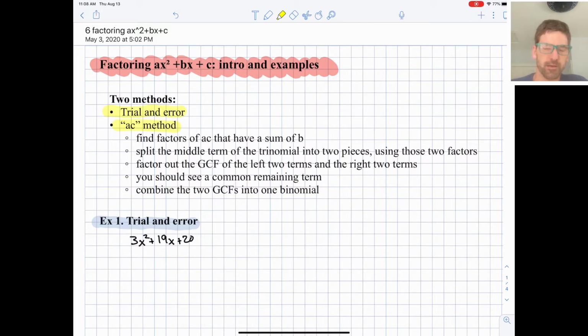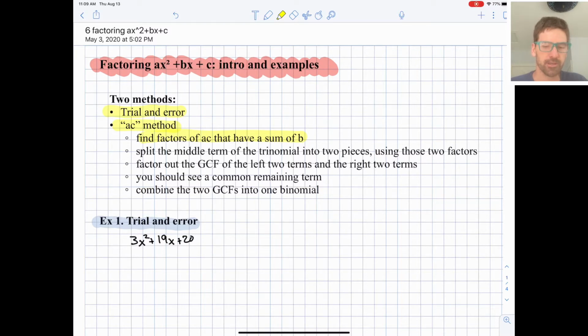We'll do one with trial and error, and then I'll spend most of the time in this video using the AC method. But here are the steps to it. We want to find factors of AC that have a sum of b. So a, just to be clear, is the number in front of the x squared, b is the number being multiplied by x, and c is the lone constant. Okay, so we're going to multiply a and c together and find factors of that product that have a sum of b. So AC means a times c.